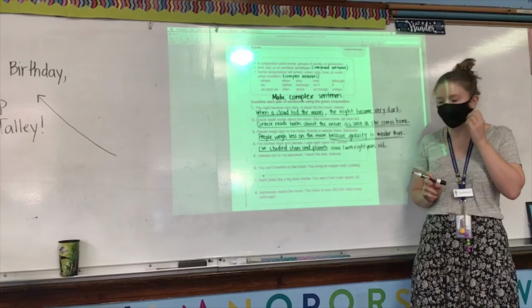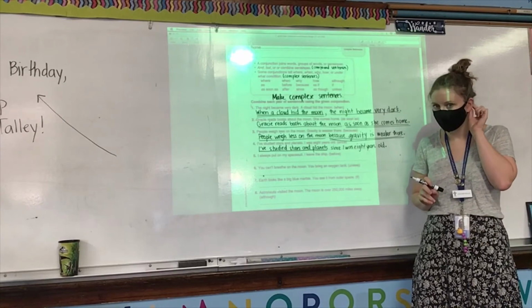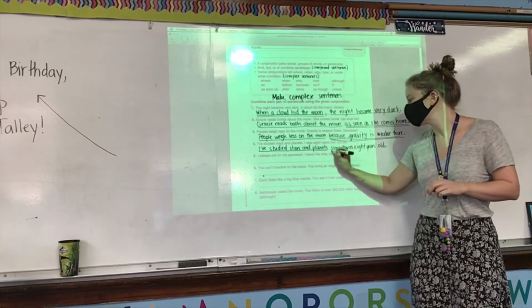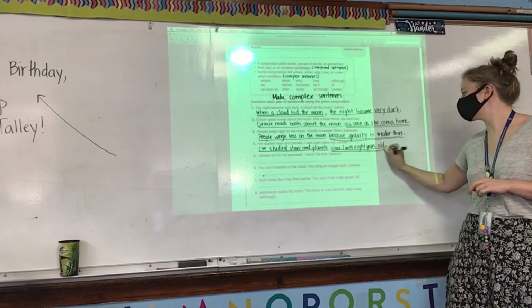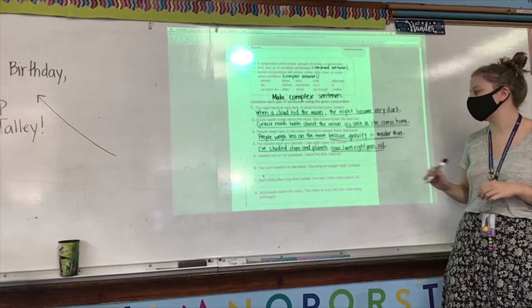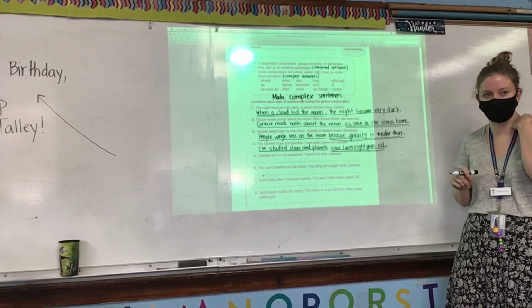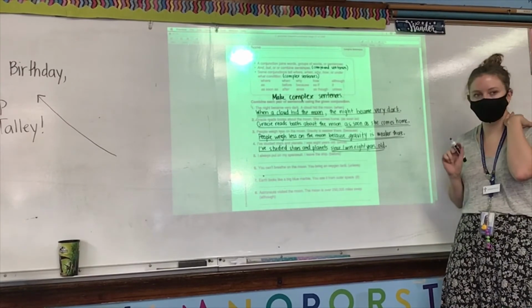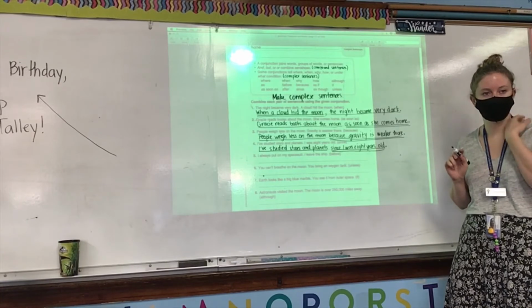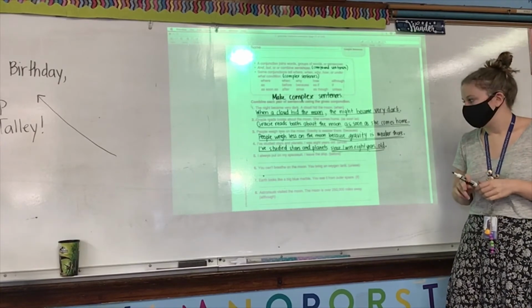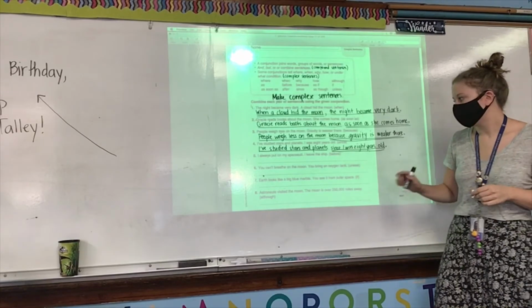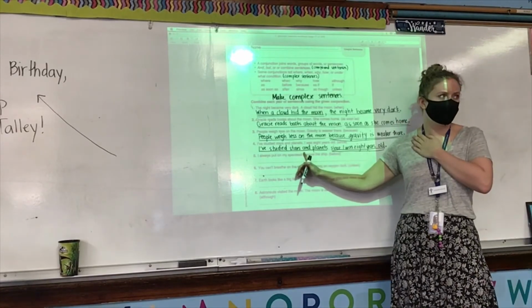What is the dependent clause? Since I was 8 years old. We have the subject I, we have the predicate was 8 years old, but the word since makes it a dependent clause. Do we need a comma here? No. Why? Because our independent clause is first. Good.